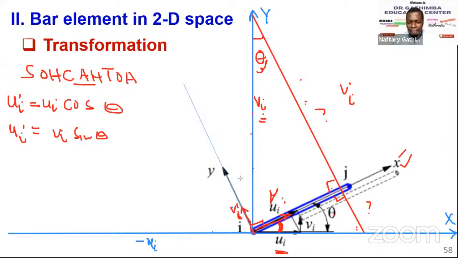I've just extended that. And then what I can do is have another line here, a similar triangle. If I plot a line parallel to the element, our element is oriented here. Remember, if you see that this line is parallel to this line. So I can draw another parallel line to the x-axis of the local coordinate system here.